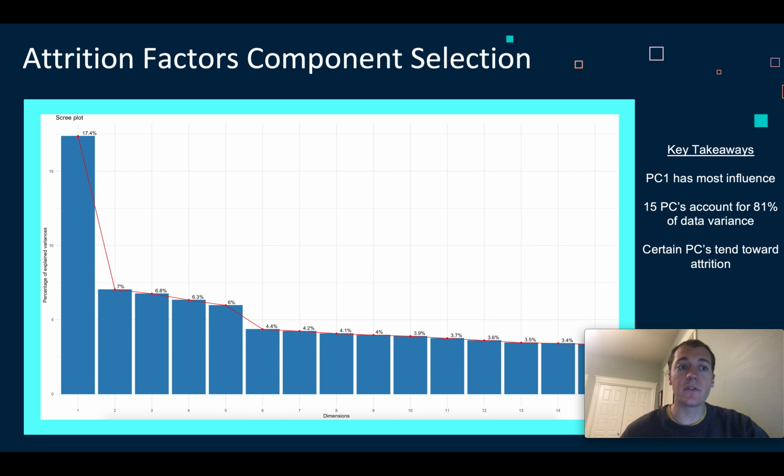So what we've got here is called a scree plot. A scree plot talks about principal components and how much variation each component accounts for. The first principal component accounts for a good chunk of the variation, about 20%, so we're definitely going to keep that one. And then we're going to keep the next 14 components. So those 15, like I said, combined account for 81% of the data variance. And a lot of those PCs have information on attrition in them. So let's go ahead and take a look at them.